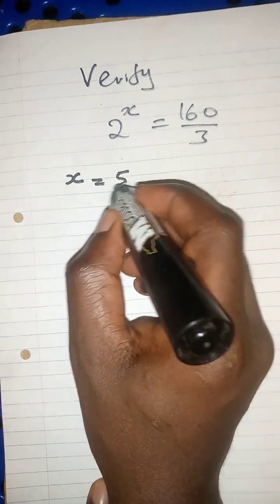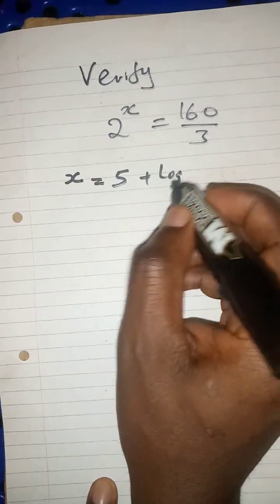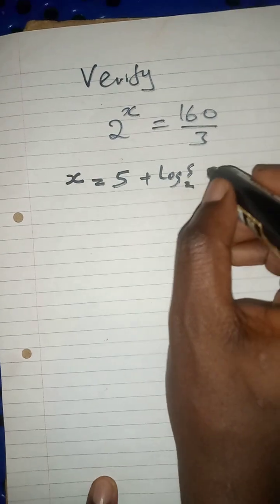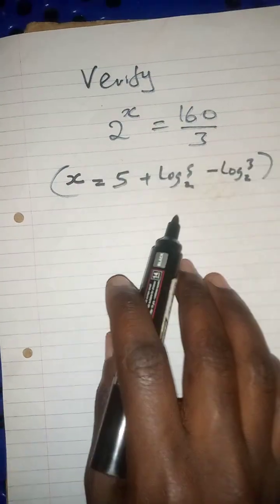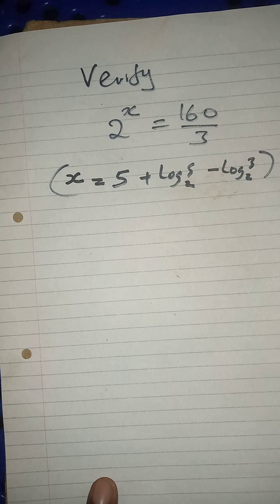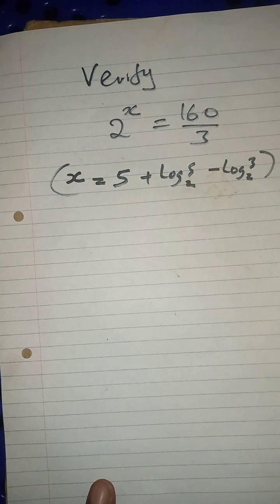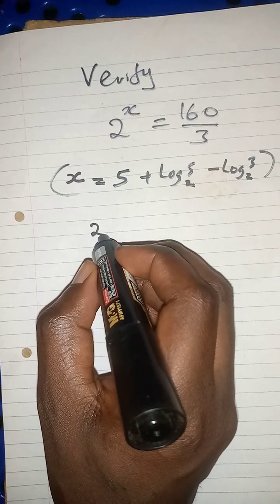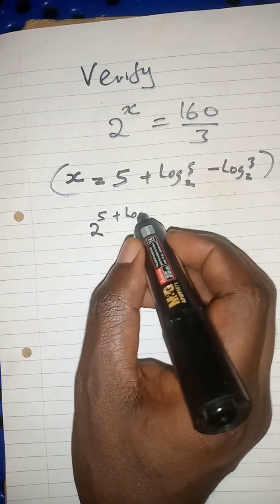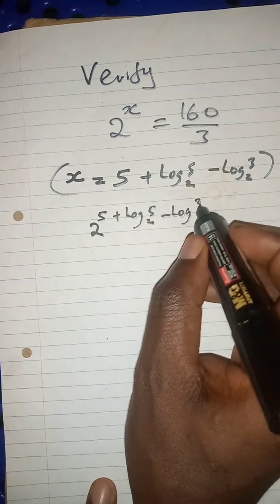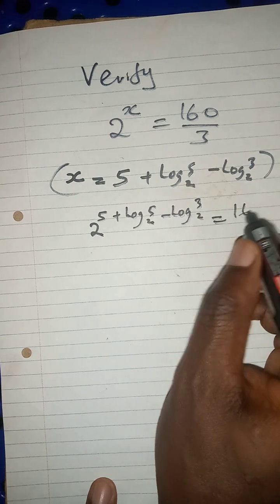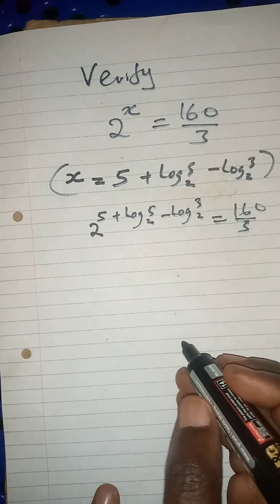As we verify, we start by recalling that the x that we got was 5 plus the log of 5 base 2 minus the log of 3 base 2. Of course, that is what I'm going to substitute into the exponential. So it's going to be 2 raised to 5 plus the log of 5 base 2 minus the log of 3 base 2. We're going to verify if it's going to give us 160 over 3.